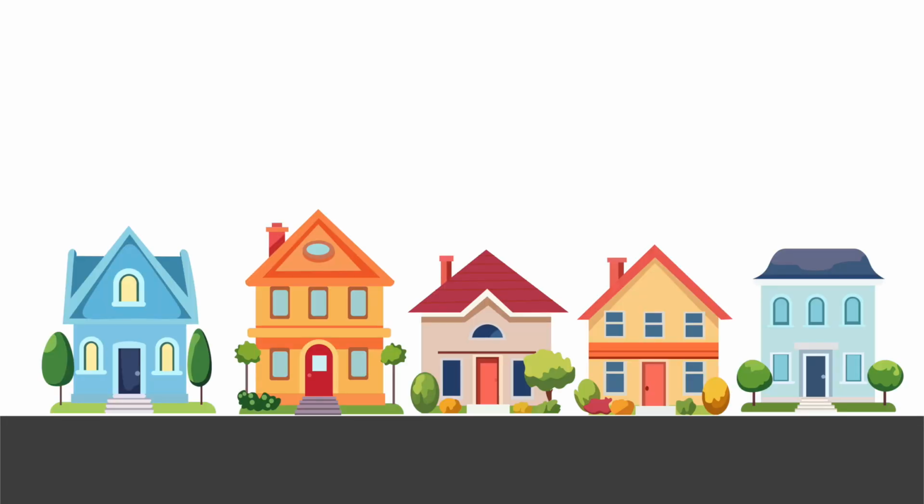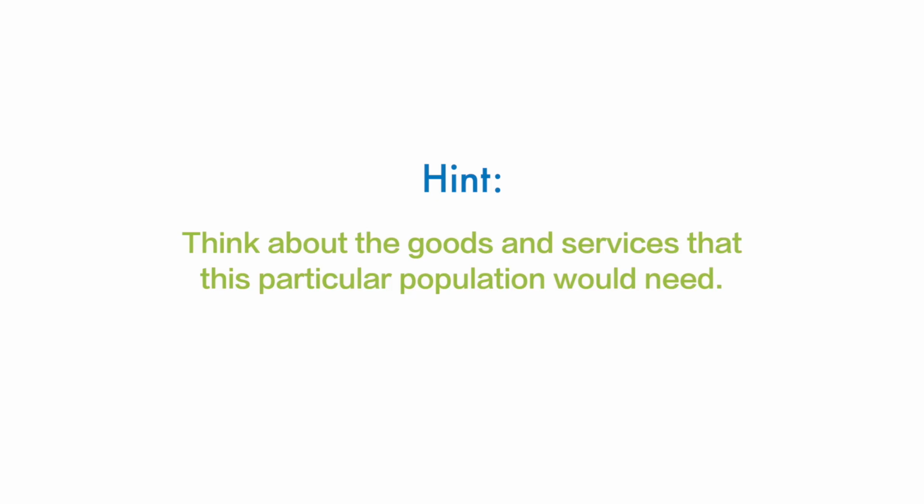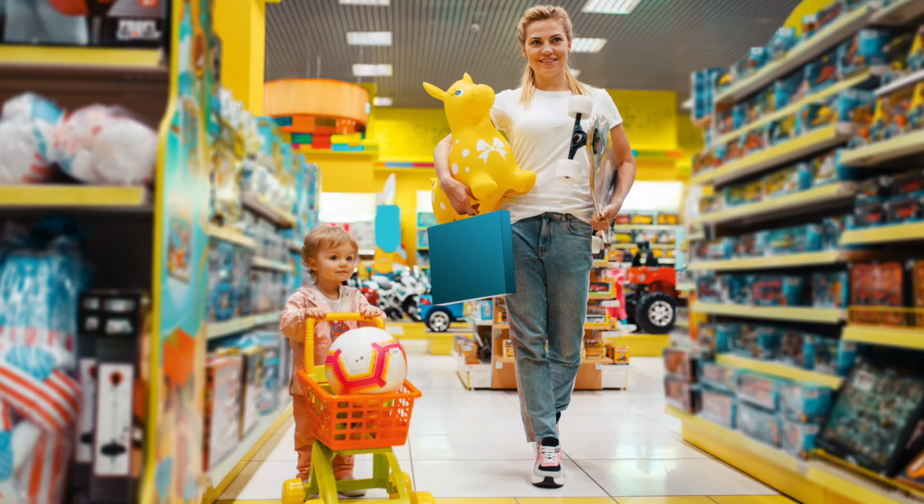Ask students to imagine that all of the households they gathered data for were located on the same city block. What type of businesses might do well if they opened in that neighborhood? Hint, think about the goods and services that this particular population would need. It's important that students use their data to explain why they think those businesses would be successful. In our first example of a cluster of school-aged kids, students might suggest a playground, laser tag arena, or toy store, because those businesses appeal to 5 to 14-year-olds.